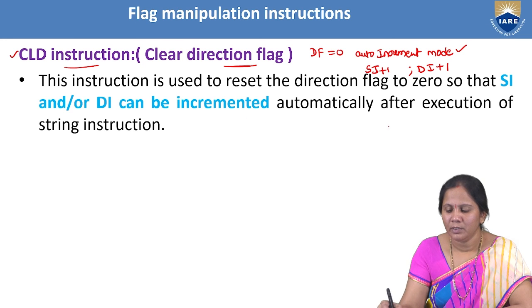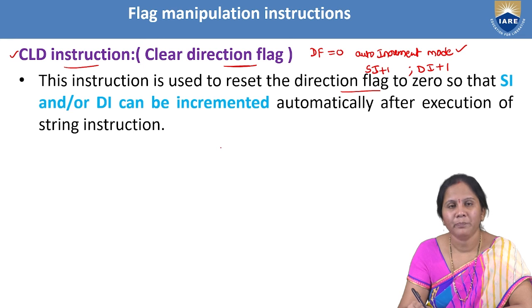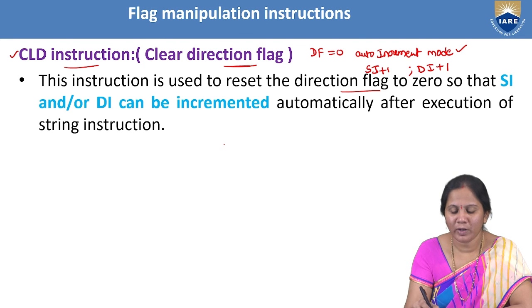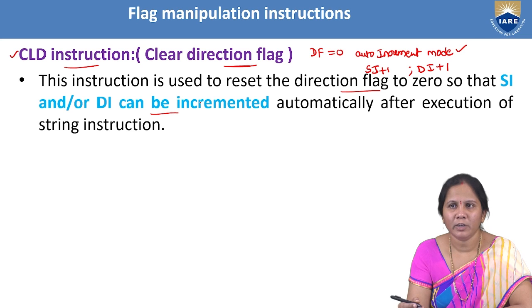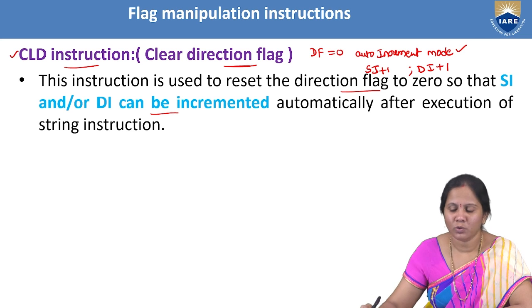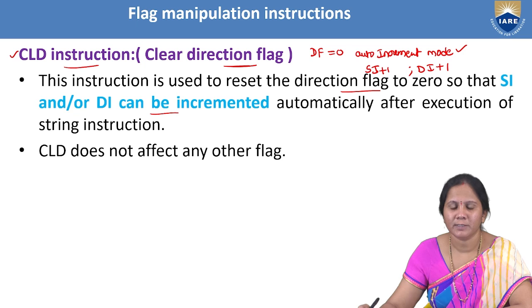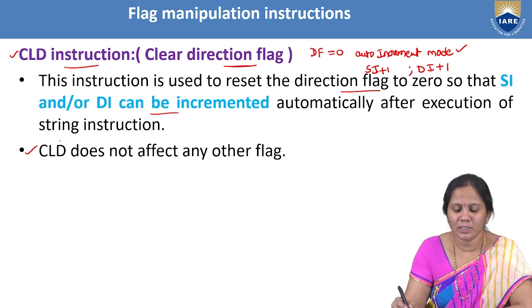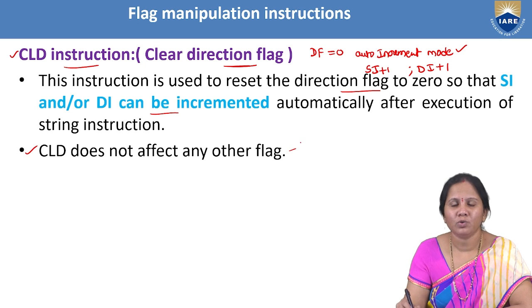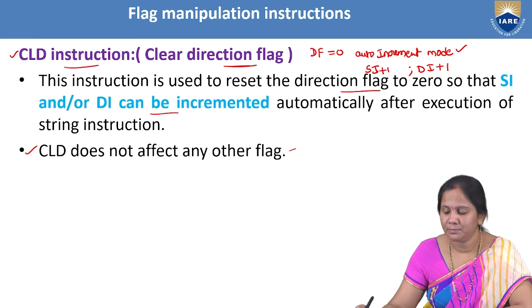So this instruction is used to reset the direction flag. If the direction flag is reset, the contents of SI and DI will be incremented automatically by 1. It is used during string operations. When the CLD instruction is executed, it is not going to show any effect on the other flags.